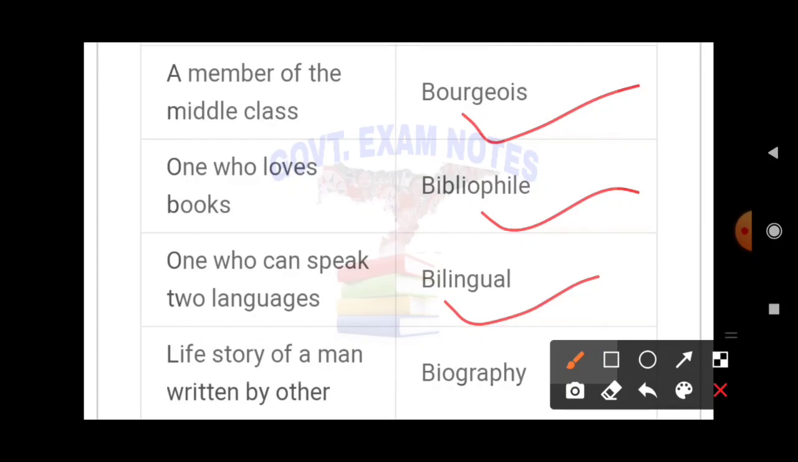Then life story of a man written by other. Suppose someone else had written about the life of Mahatma Gandhi, that will be called biography. But remember, when Mahatma Gandhi himself wrote his life story, that will be called an autobiography. So life story of a man written by other will be biography.